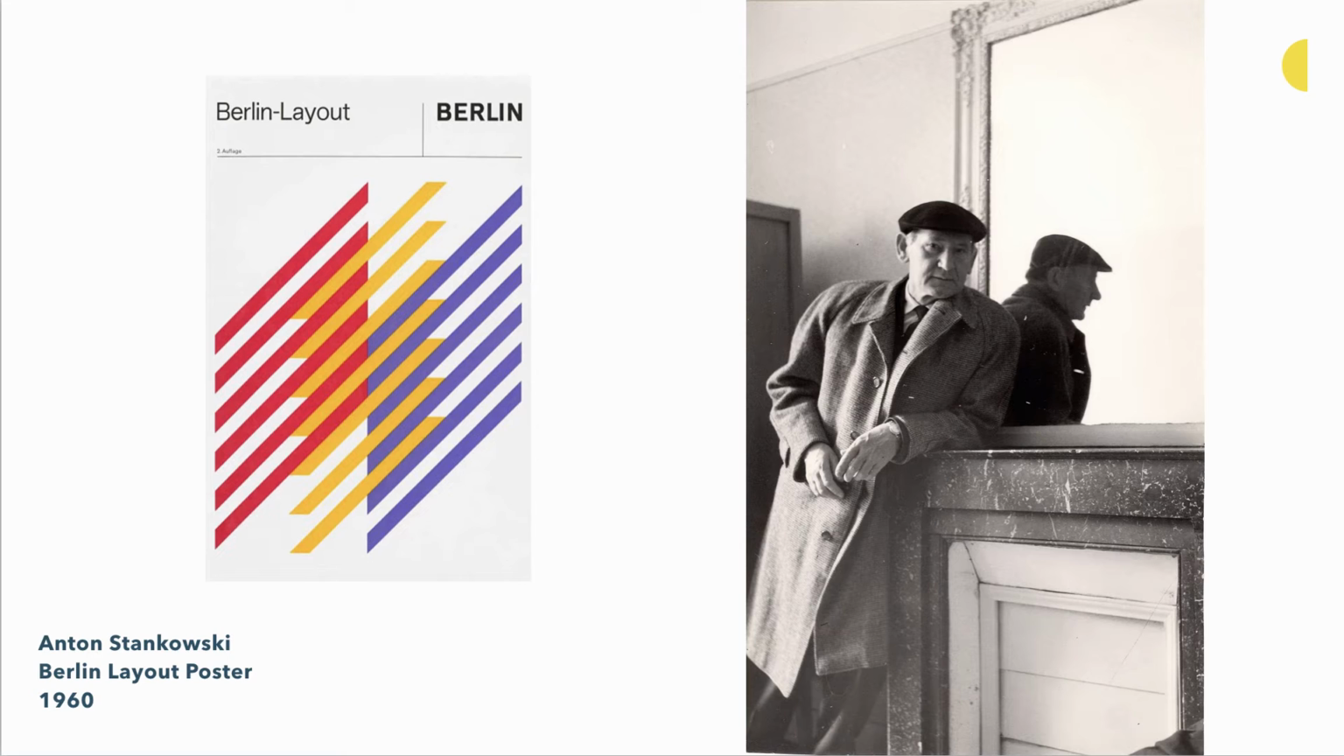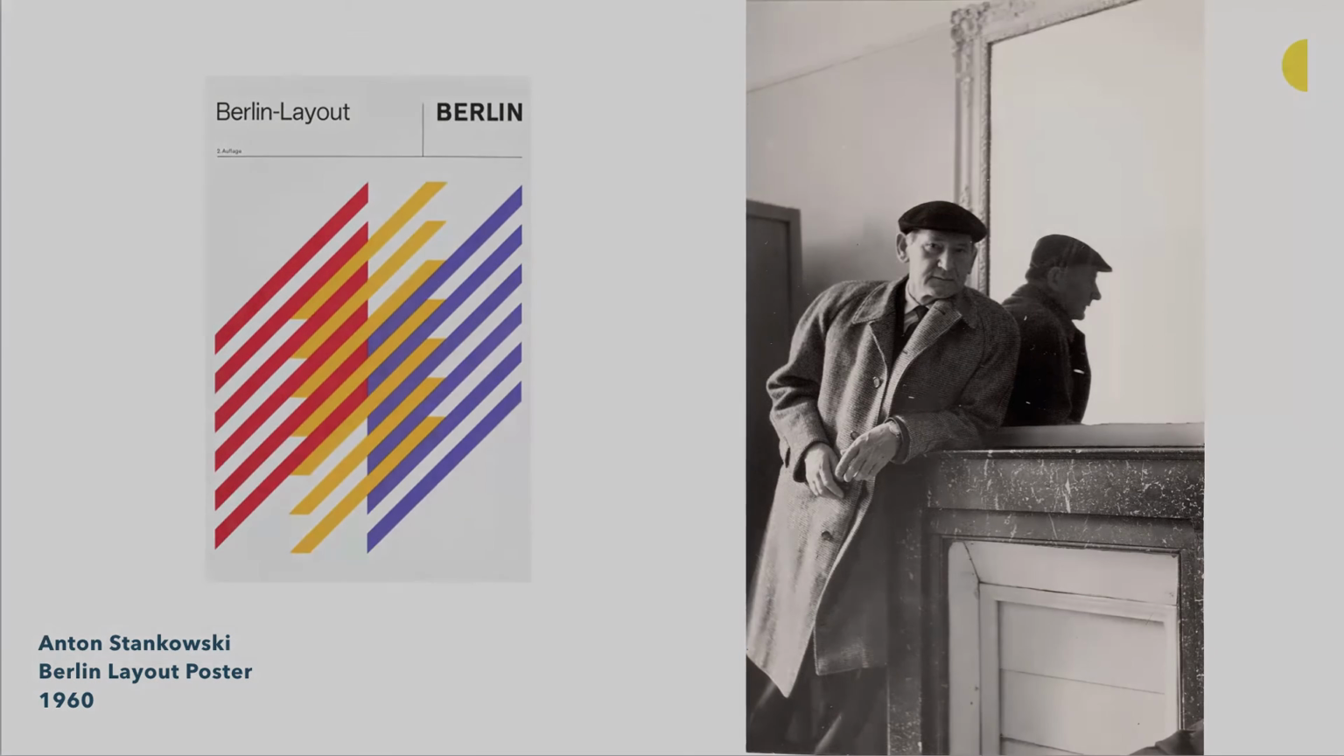In the 60s, he created the now legendary Berlin layout, the city's visual identity. Between 1969 and 72, he was chairman of the Committee for Visual Design for the Olympic Games in Munich.